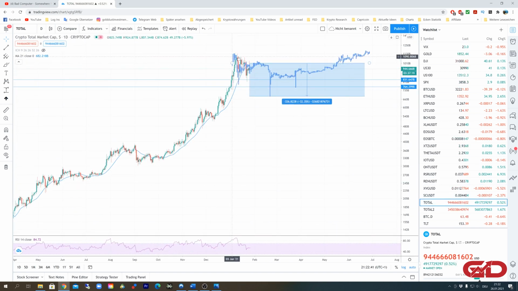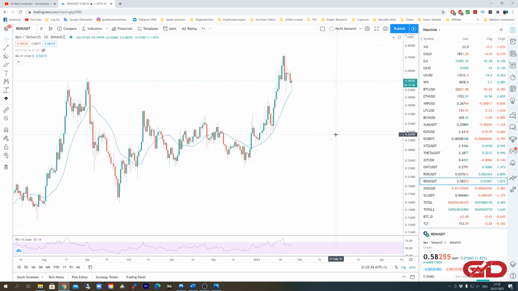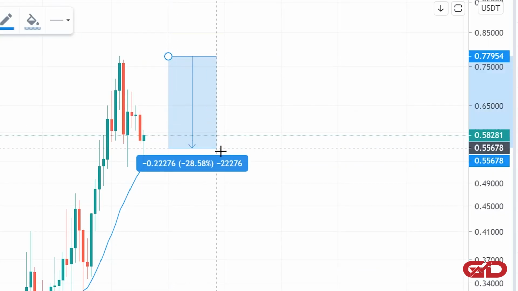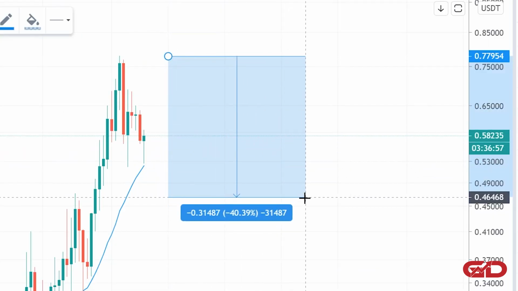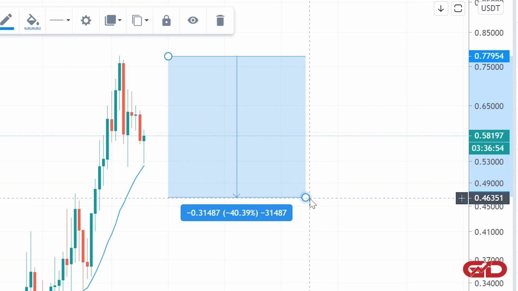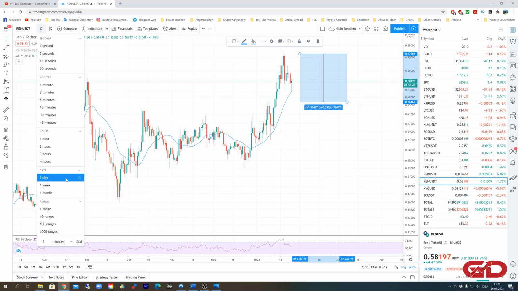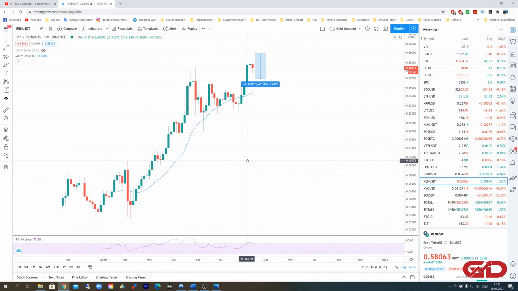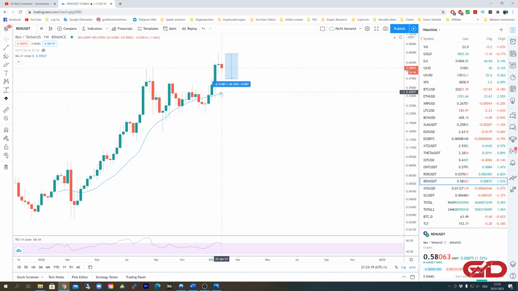Right here in the total market cap, from the top to the bottom we have a correction of 40%. So really here from the top to the bottom, this is 40%. And right now we can do this with the REN chart too. So here we have the top, then we also have the bottom right here, and you can see the bottom would be 46 cents. And also in the REN chart, when we go into the weekly chart, the 21 weekly moving average is a little bit away, not as far as for example in Bitcoin or Ethereum, but it is a little bit far away.